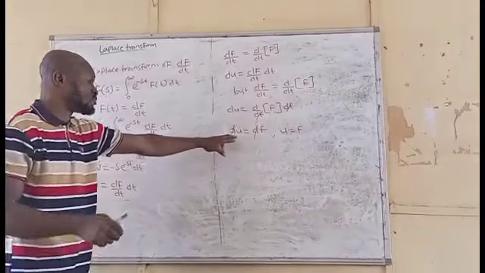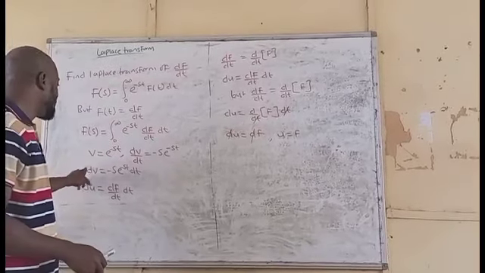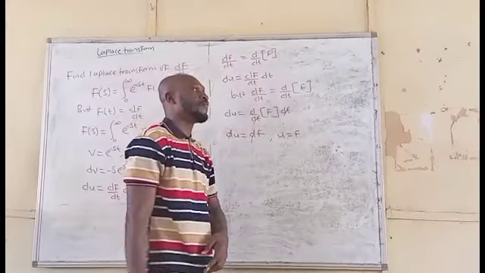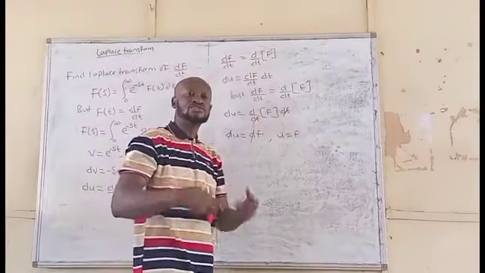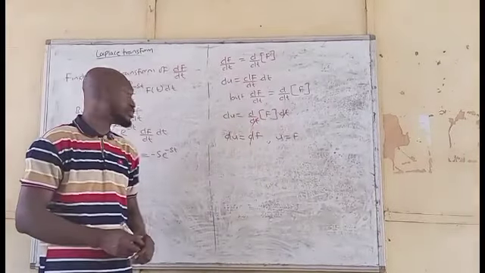I've gotten my u now. Now my v is known. My dv is also known. So I'll use these things now. I will put these values into an equation. So what's that equation? Integration by parts.